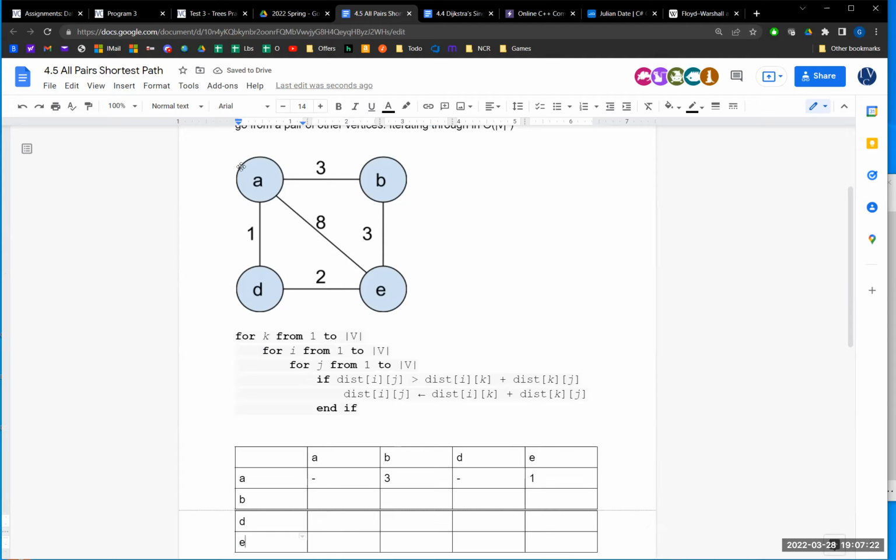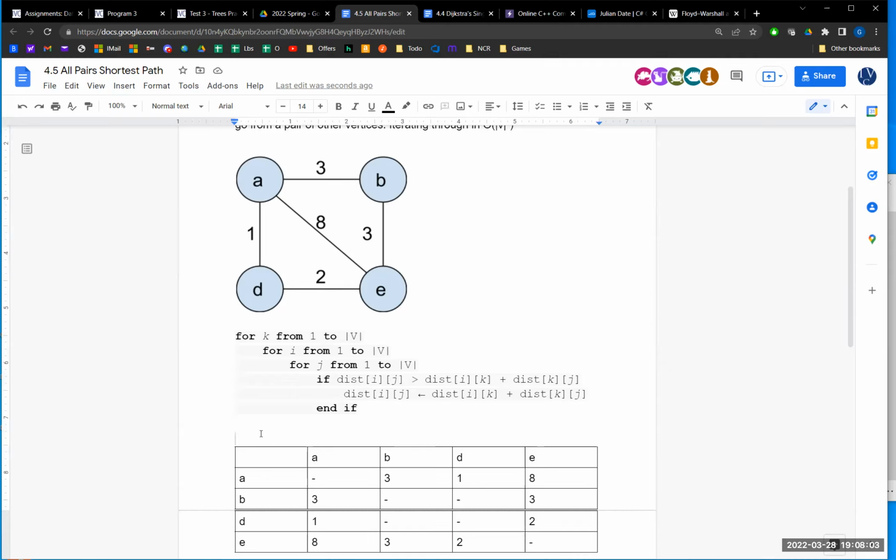All right, B gets the A and E for 3 apiece. No data for the 2 other vertices. D gets the A for 1, E for 2. Oh, I forgot my edge there. All right, I've got to fix things up here. E gets 8, so 3, 1, 8. Nothing on the diagonal. So E, A for 8, B for 3, and D for 2. Okay.